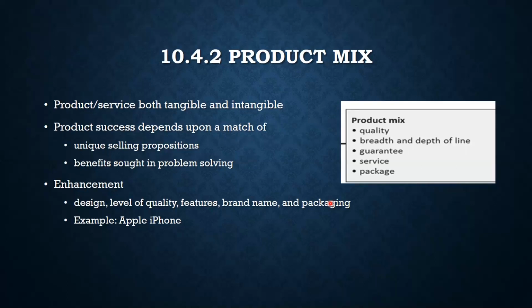So a product or service can be both tangible or intangible, including activities, benefits, or satisfactions. It might be like installation, training, or repair in terms of services. These are the product's unique selling propositions which, when matched with the benefits sought, help ensure the success of the technical product. The core of a technical product is that it must be enhanced. This enhancement usually includes level of quality, features, brand name, and packaging. An example is Apple's iPhone. It's not just a phone due to its thinness, lightness, attractiveness, color, and the packaging in which it comes. It has become a brand.